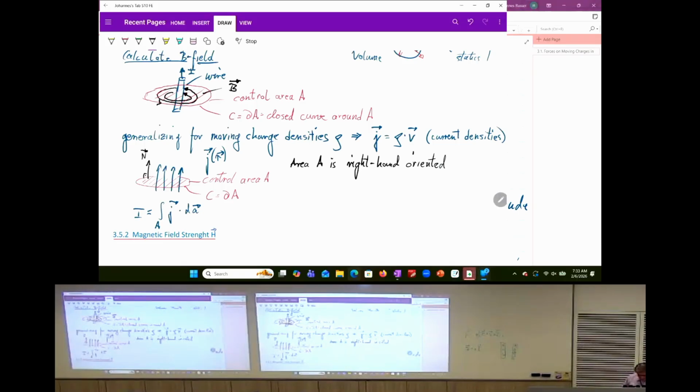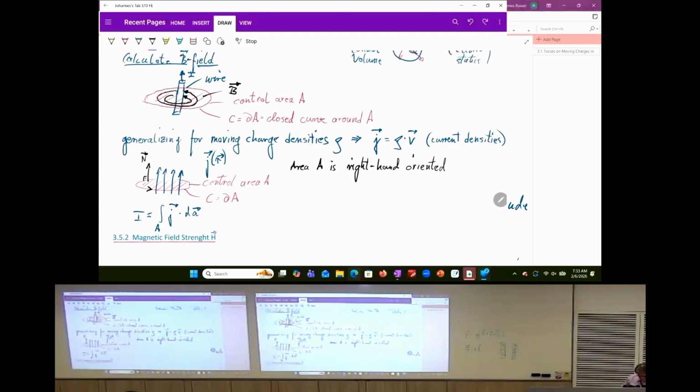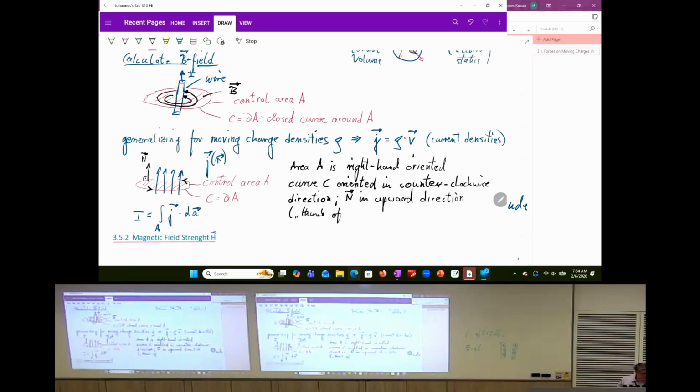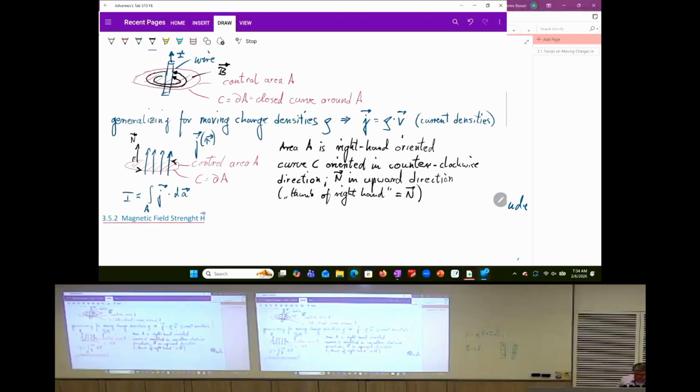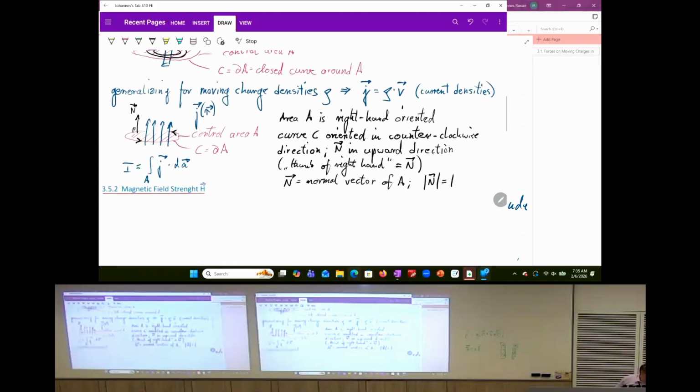Hence, the orientation you follow on this curve, I wanted to draw that in the lower one because there we have drawn the normal vector, is in this fashion. So the curve C is oriented in counterclockwise direction. That is what right-hand oriented means. And the vector n is our normal vector that is here now in upward direction. Of course, you can make it downward, then just follow the right-hand rule, so to say, the thumb of the right hand aligns with our normal vector. And n is a normal vector of A. The normal vector is, as usual, normalized to 1.